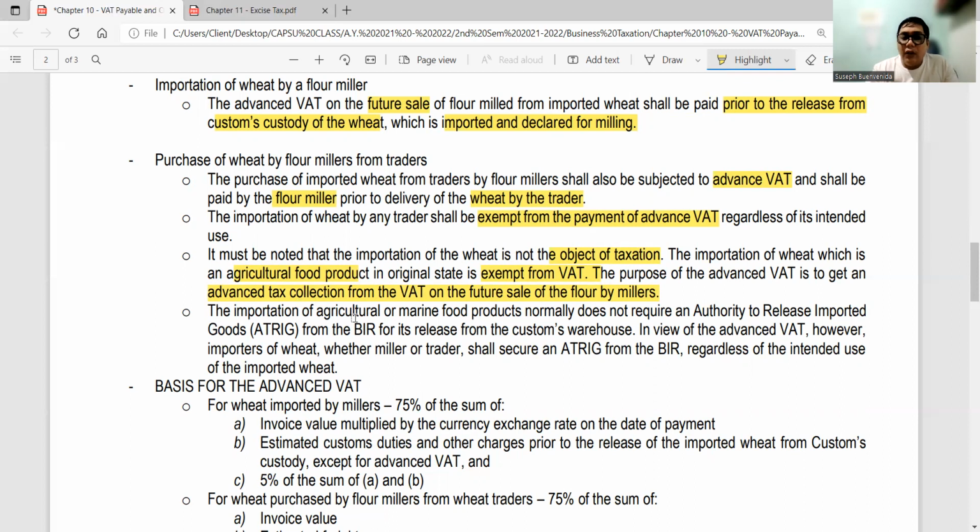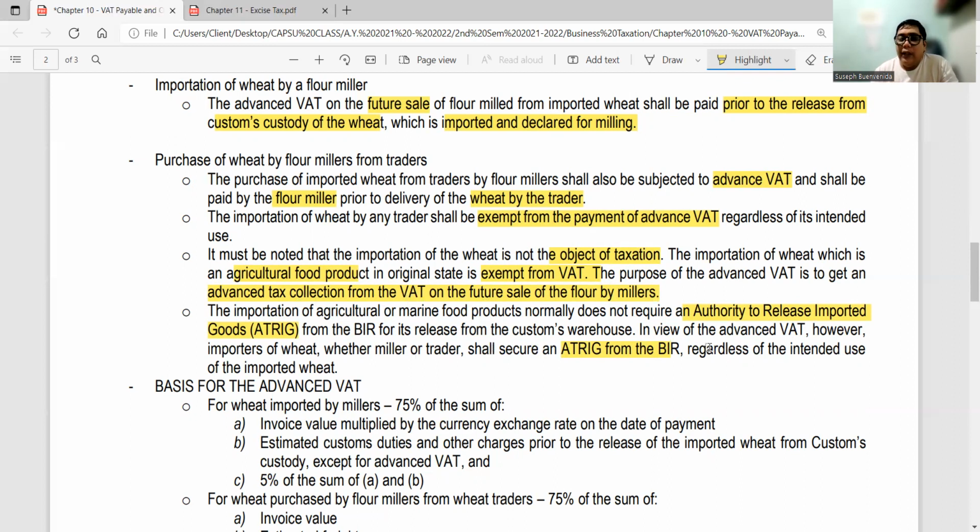The importation of agricultural or marine food products normally does not require an authority to release imported goods from the BIR for its release from the customs duties. In view of the advanced VAT, however, importers of wheat, whether miller or trader, shall secure a TRIG from BIR regardless of its intended use of the imported wheat. Just remember that policy.